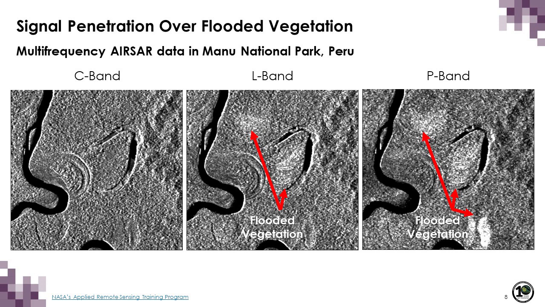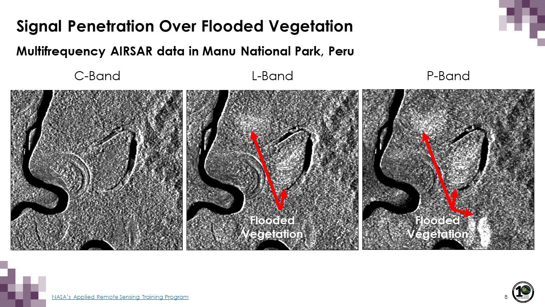And here's an example of signal penetration through vegetation to detect flooding at different frequencies. So we have C-band, L-band, and P-band. These images were acquired with JPL's multi-frequency airborne radar called AIRSAR. It's no longer operational, but these images were acquired over Manu National Park in Peru, and it's a wetland. These were acquired in 1993.